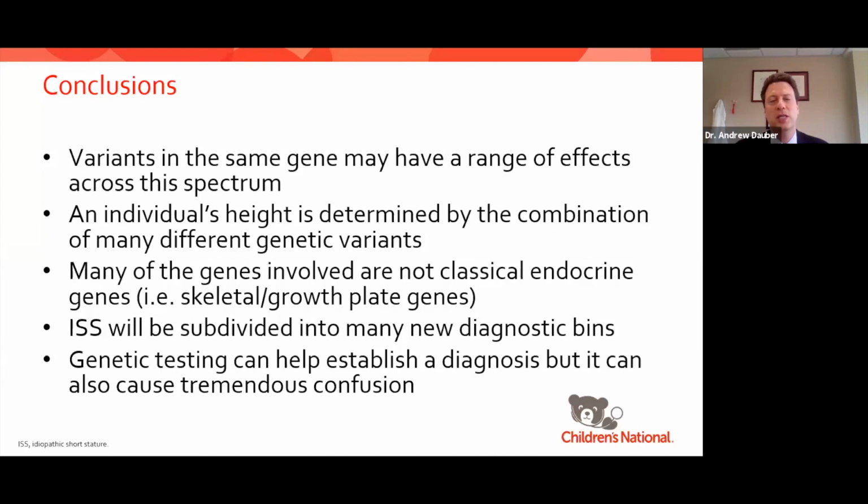So in conclusion, the main lessons I want you to learn today are that variants in the same gene may have a range of effects across that spectrum of allele frequency and effect size, and that any individual's height is determined by the combination of many different genetic variants. And in those with monogenic conditions, they have a rare variant that has a larger effect, but that alone doesn't fully explain their height. Many of the genes involved are not classical endocrine genes, but are also primarily affecting the skeleton and the growth plate.